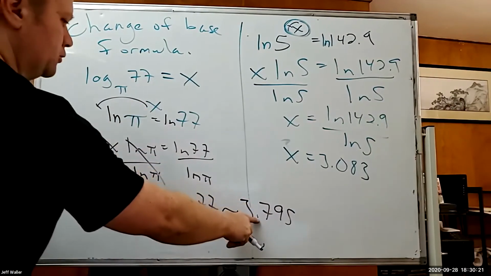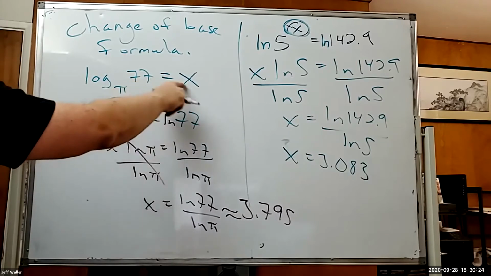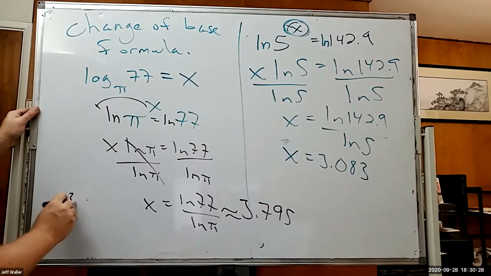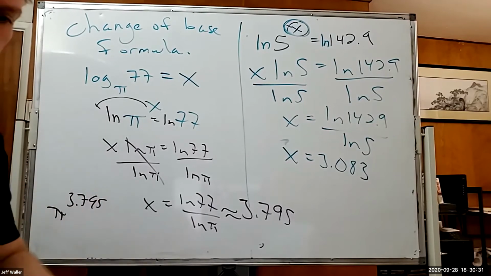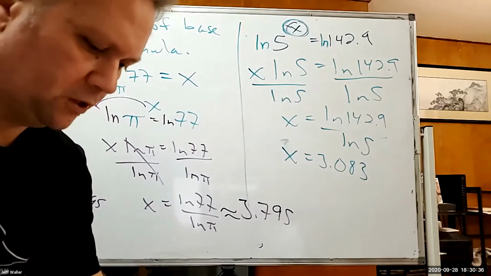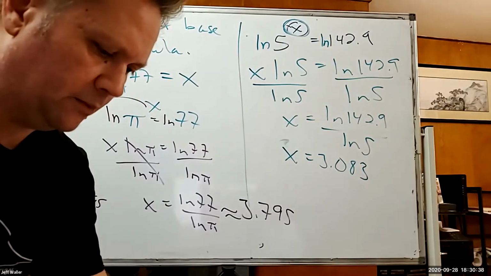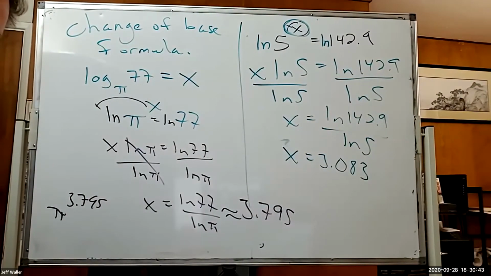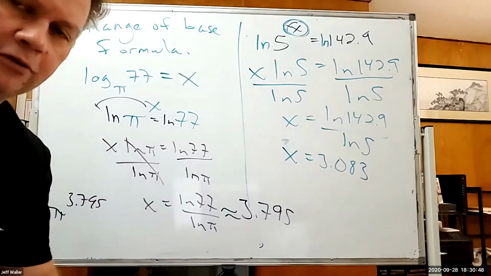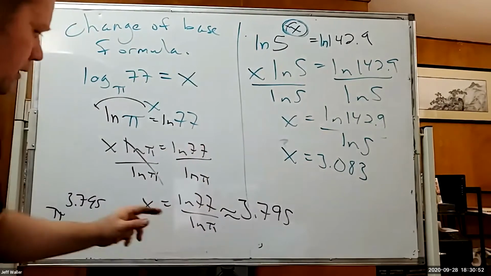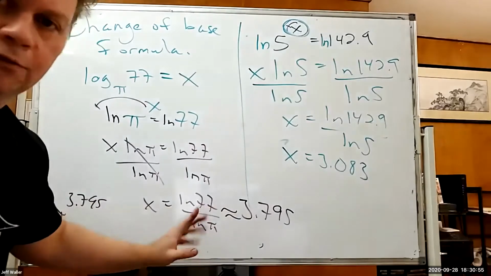So how would I check this? Well, in order for that to be true, what's got to be true? Pi to that has to be 77. So now put in your calculator pi to the 3.795. It's not going to be exactly right because we approximated. What do you guys get when you do that? You should get about 77.03. Is it a little bit bigger than 77? Because we put something that's a little bit bigger than what this really is.